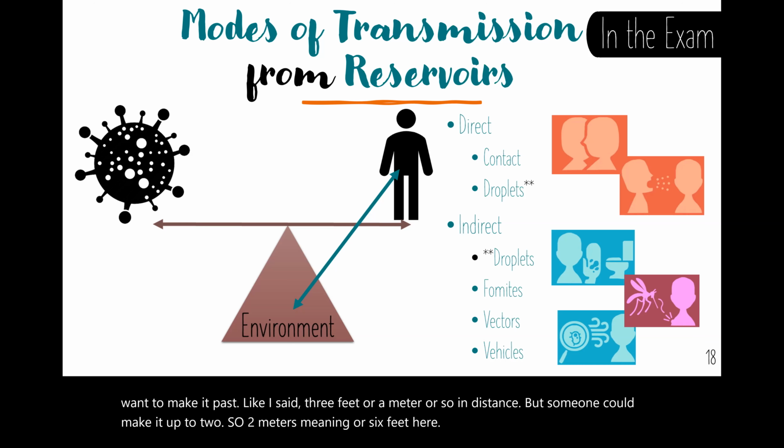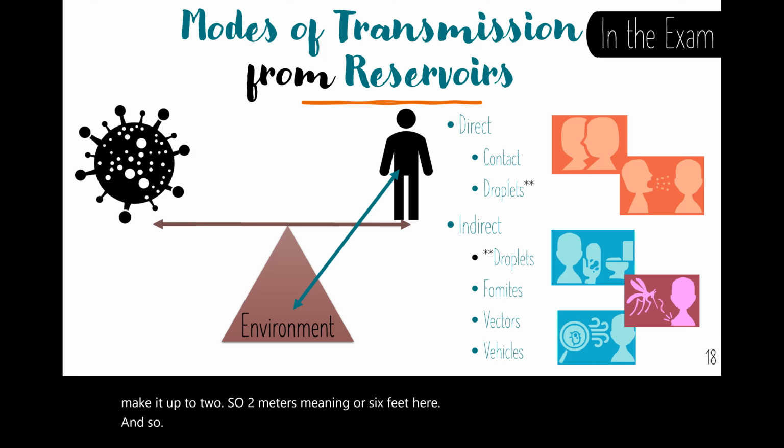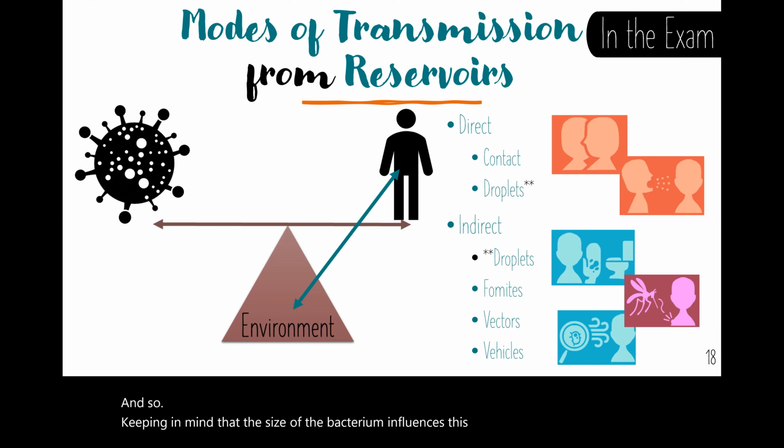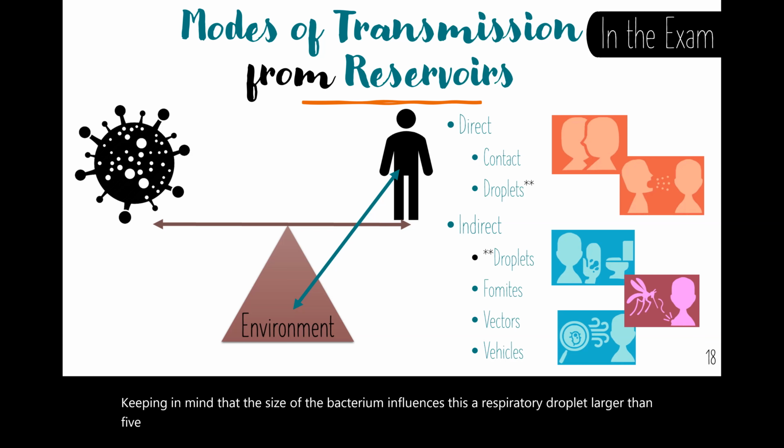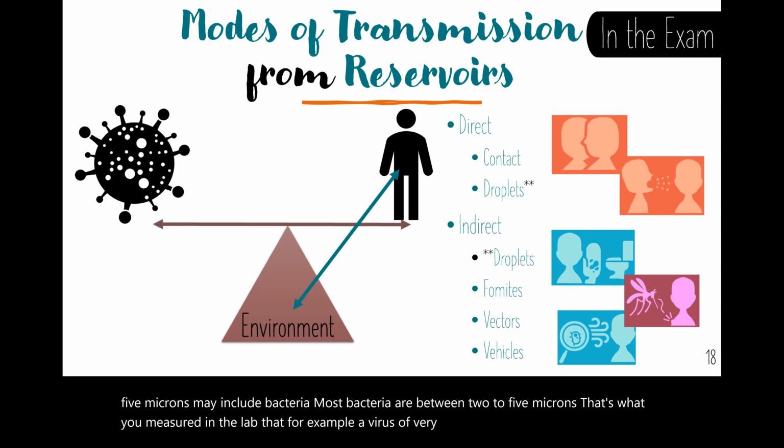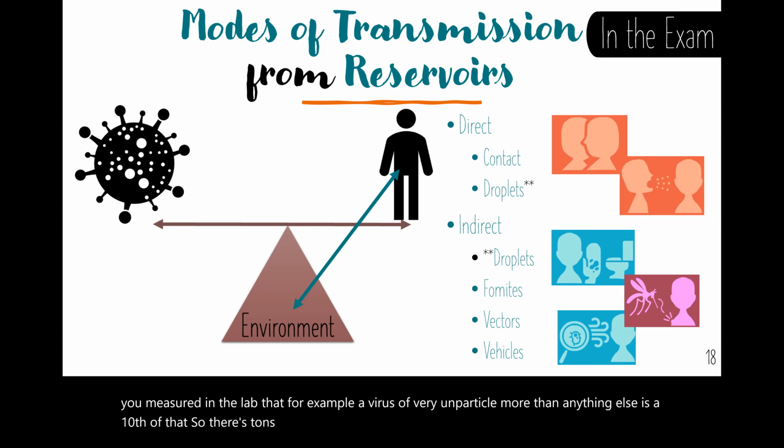And so, keeping in mind that the size of the bacterium influences this, a respiratory droplet larger than 5 microns may include bacteria. Most bacteria are between 2 to 5 microns. That's what you measured in the lab. A virus, a virion particle, more than anything else, is 1/10 of that. So there's tons of them that could be spread out in respiratory droplets that are bigger than 5 microns themselves.